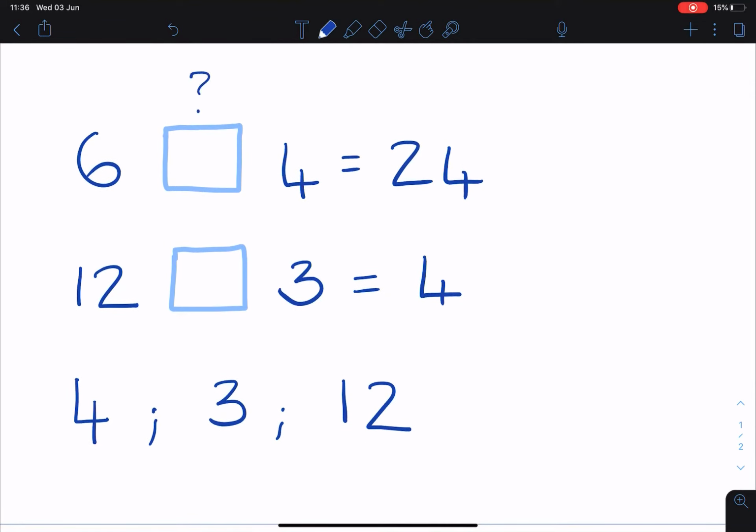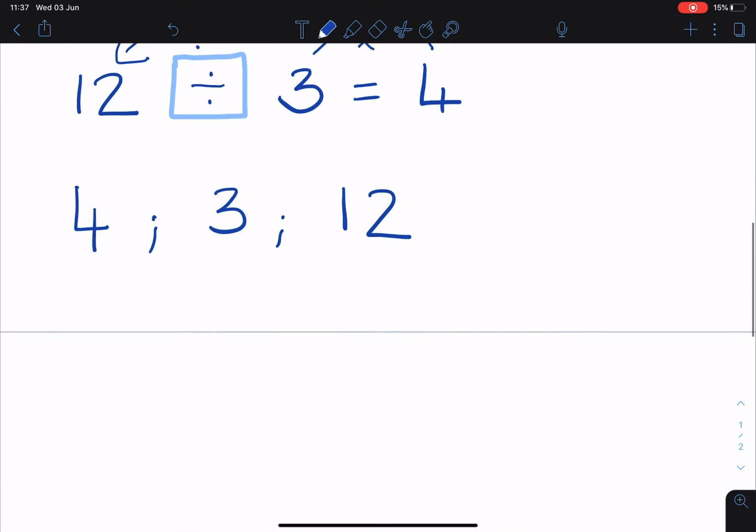6 what times or divide by 4 equals 24? Well, we know that 6 times by 4 is 24. Let's look at the next one. 12 what by 3 equals 4? Well, 12 times by 3 is 36. And we know that 3 times by 4 is 12. So there, 12 divided by 3 is 4.